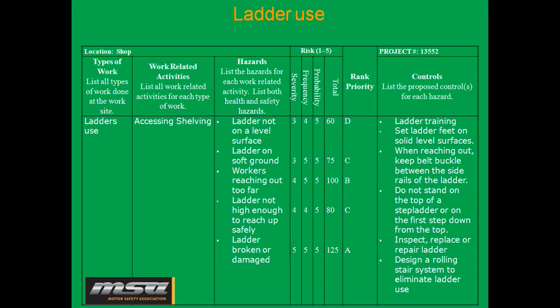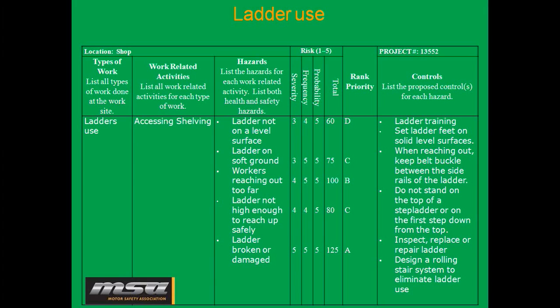As again, we look at that risk assessment matrix, we determine the risk level, we rank it, and then we put some controls into place, such as ladder training. When people are using the ladder, not to reach with their belt buckle past the rails of the ladder, not standing on the top step of the ladder. Could be an inspection process to inspect or replace or repair your ladders if you're trained to do so. Or my favorite, use a rolling staircase system to eliminate the usage of ladders. So a rolling staircase would be your safest bet.